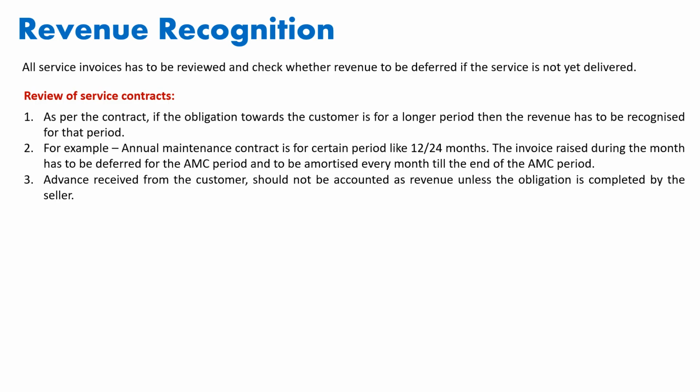That means if the AMC is for 12 months, then the revenue has to be split over 12 months. If it is for 24 months, then it has to be split over 24 months. You can't recognize the complete value of the invoice in the same month, right? Because your obligation is still there towards the customer for the next 12 to 24 months.